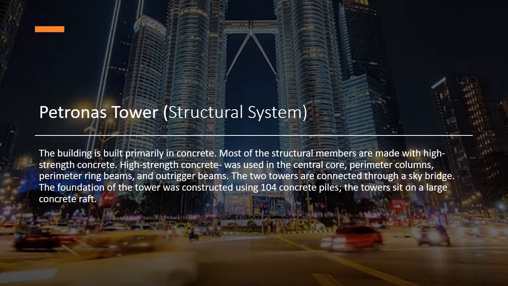Petronas Tower structural system. The building is built primarily in concrete. Most of the structural members are made with high-strength concrete. According to some journals, the Petronas Tower used 80 megapascal concrete. High-strength concrete was used in the central core, perimeter columns, perimeter ring beams, and outrigger beams. The two towers are connected through a sky bridge. The foundation of the tower was constructed using 104 concrete piles. The tower sat on a large concrete raft.